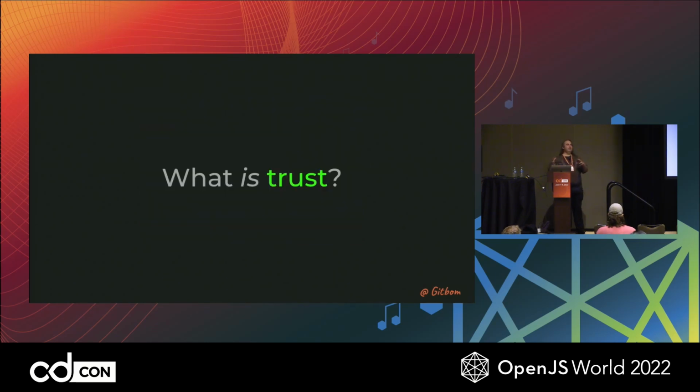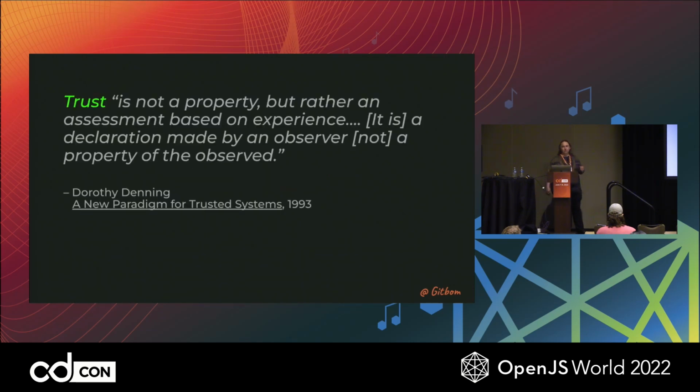And now we get a little more philosophical. We root back a little bit into what is trust. There's been a lot of thought about this. Dorothy Denning sort of really put a pin in it when she said, trust is not a property, but rather an assessment based on experience. It's a declaration made by an observer, not a property of the observed. Meaning, somebody is always making the assertion and they need to bring the receipts.